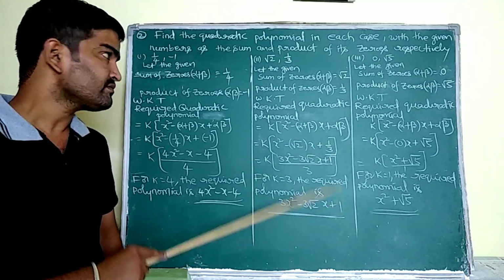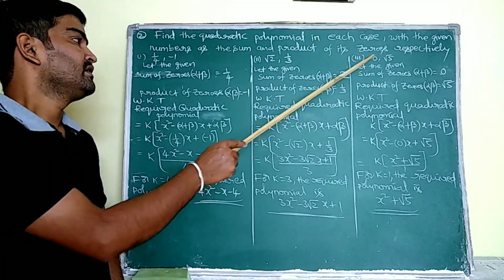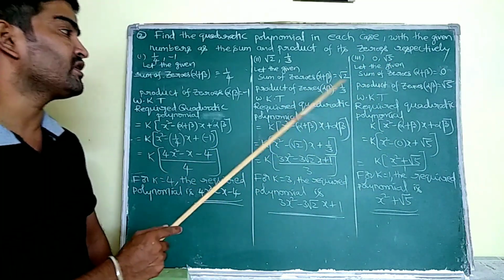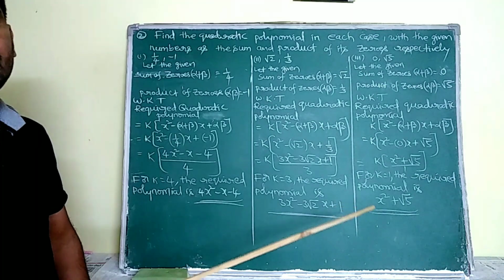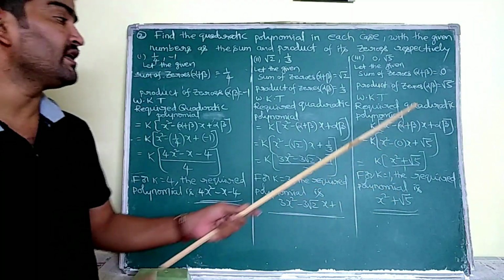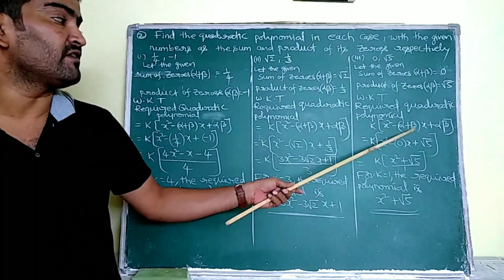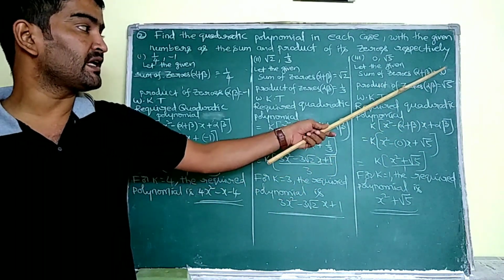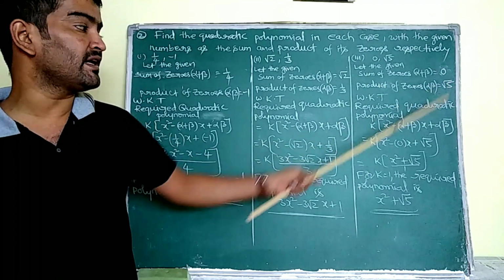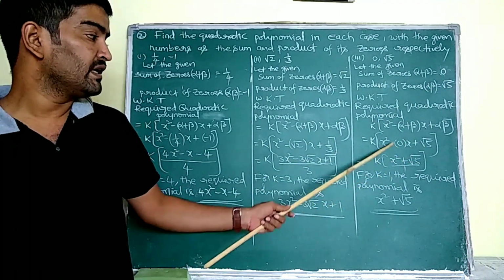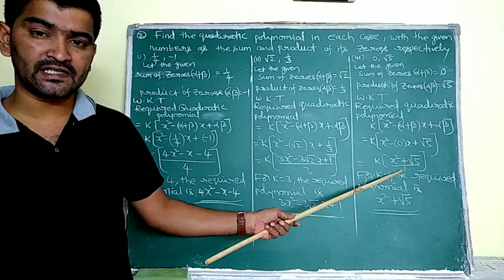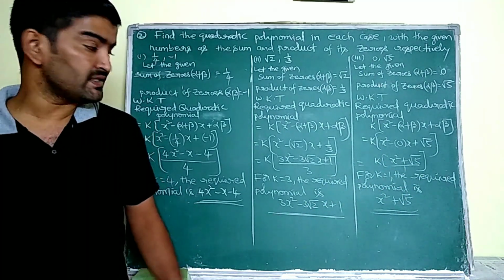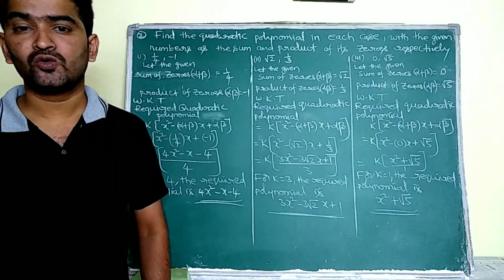In the same way, here you are given 0 and root 5. That means the sum of zeros is 0 and the product of zeros is root 5. Then we know the required quadratic polynomial is k into x square minus alpha plus beta into x plus alpha beta. In the place of alpha plus beta write 0, in the place of alpha beta write root 5. Here the denominator is 1, since nothing is there. So for k is equal to 1, the required quadratic polynomial is x square plus root 5.